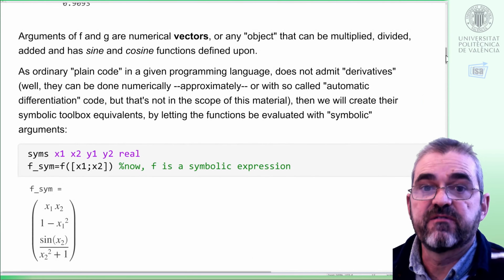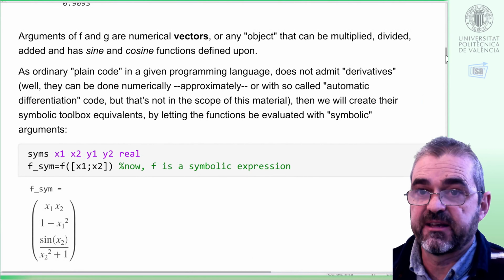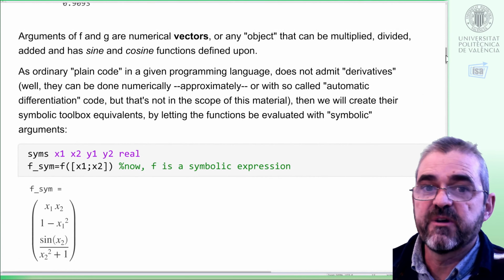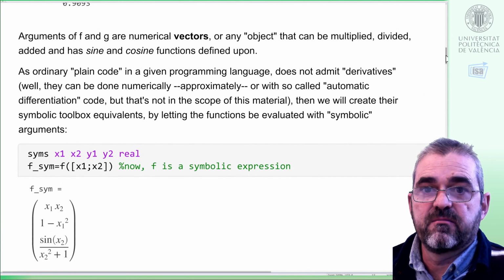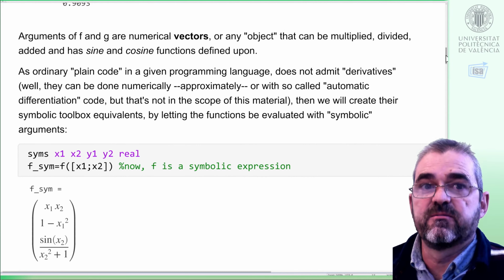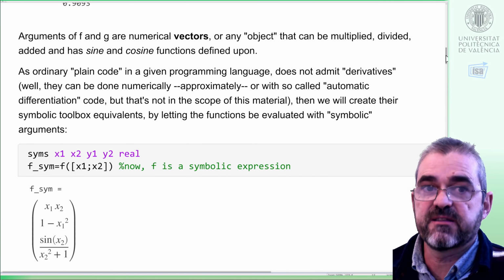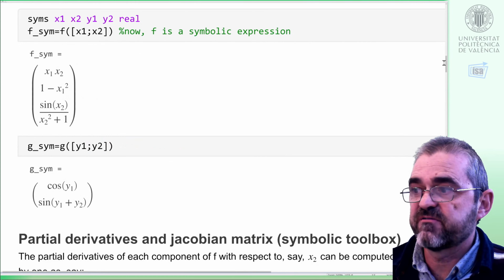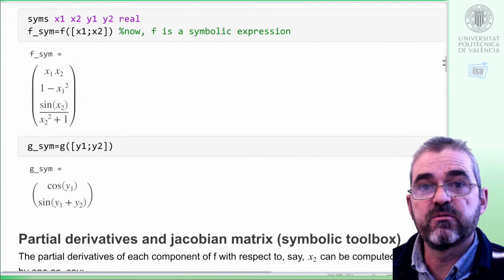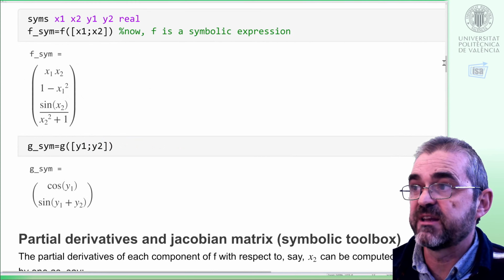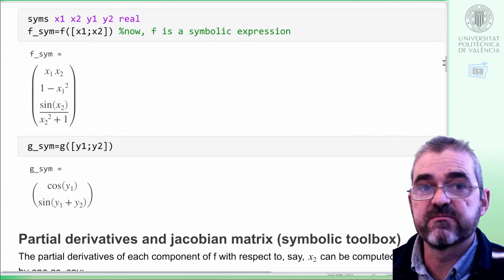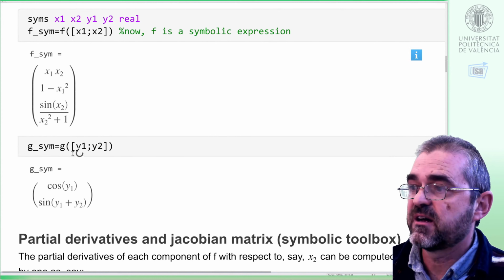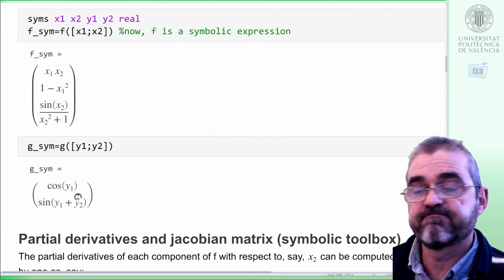However, with numeric functions, ordinary code, we cannot take derivatives. Well, I mean, we can in some ways, some of them approximate, but come on, the symbolic toolbox is built for that, so we will replace the numeric arguments of f and g by symbolic toolbox objects x1, x2, y1, y2. So we have this symbolic f and symbolic g.